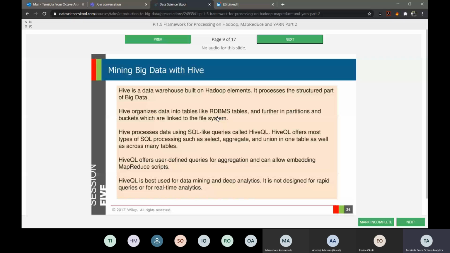MapReduce works on mostly your structured and semi-structured data. So with your HiveQL, you can work on the structured part of your data, and it permits you using SQL for querying and aggregation and getting results from your data. So basically, you use your HiveQL for your data mining and deep analytics. So what do they mean by deep analytics?